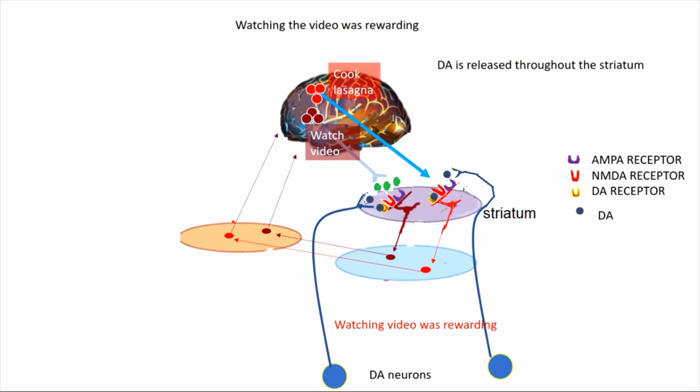I'm watching the video, and it's not like dopamine is only released onto this neuron. Dopamine, remember, it's in the midbrain. Dopamine's being released throughout the entire striatum, and you're getting this sort of a flood of dopamine throughout the entire area. And yet, if I'm watching the video, that's the one that's going to get strengthened. So we're going to think about that for a second.